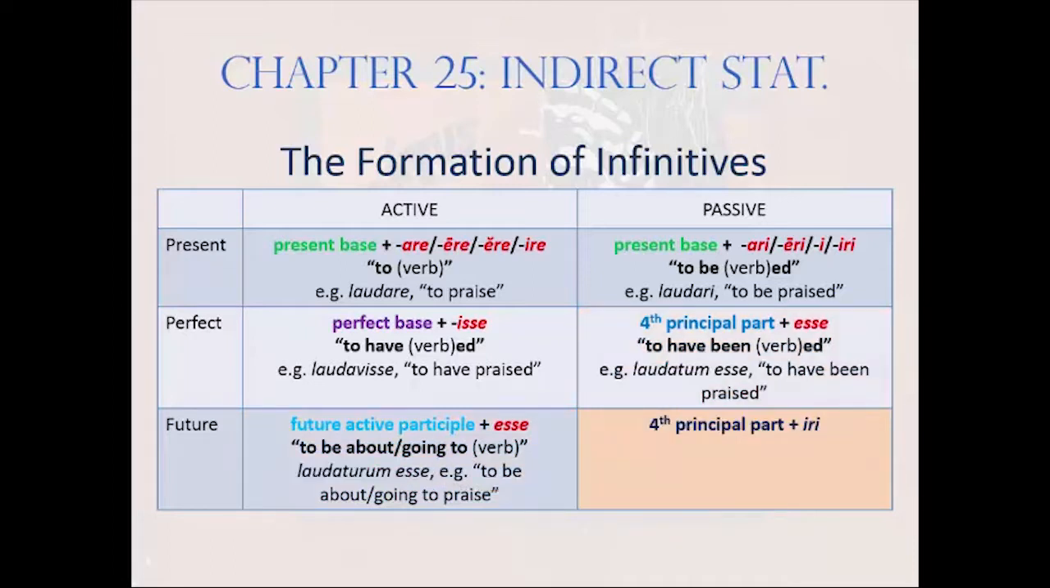The final form finishing out this chart is the future passive infinitive, which takes the perfect passive participle, the fourth principal part of the verb, and adds iri, a separate word, producing a form that translates literally as to be about or going to be whatever, as in laudatum iri, meaning to be about to be praised.